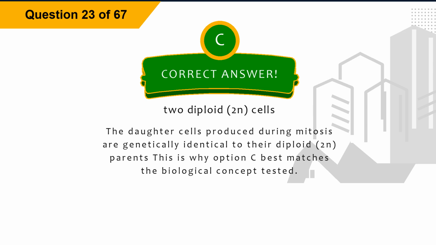Explanation. The daughter cells produced during mitosis are genetically identical to their diploid, 2N, parents. This is why option C best matches the biological concept tested.